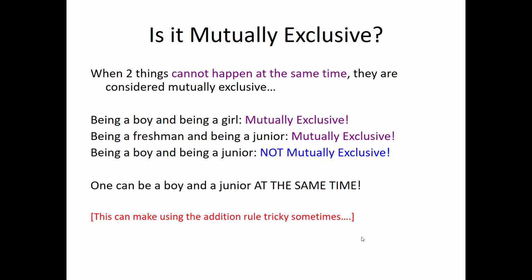One of the important questions to ask is, are the events mutually exclusive? When 2 events cannot happen at the same time, they are considered to be mutually exclusive. So being a boy and being a girl is a mutually exclusive event. Being a freshman at Rutgers and being a junior at Rutgers is mutually exclusive. Being a boy and being a junior is not mutually exclusive. One can be a boy and a junior at the same time, so we would say that's a non-mutually exclusive event.